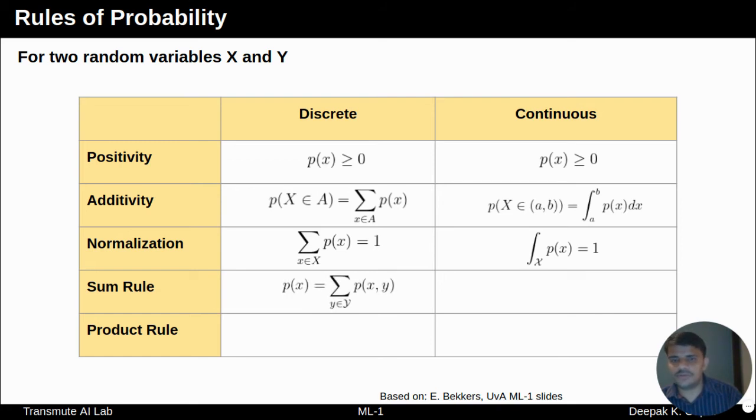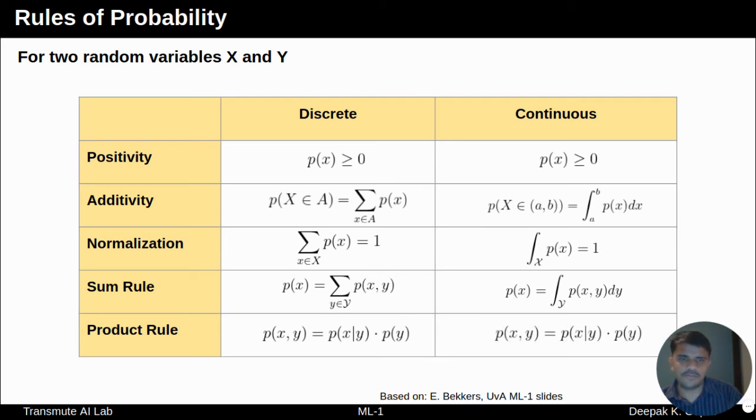Then we can sum the probability to compute the marginal probability of p(x). We can sum across all the other random variables. Similarly, we can do it for continuous random variables. And then the product rule states that the joint probability can be stated as the product of the conditional probability and the marginal probability. And that's what we have here for both cases. So those are the rules of probability that we have for discrete and continuous random variables.